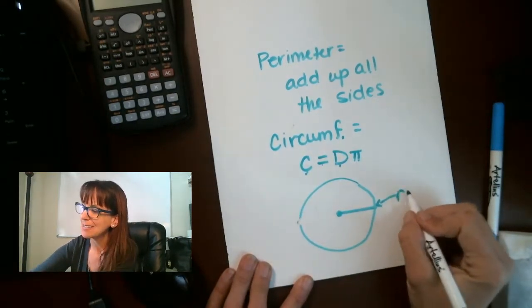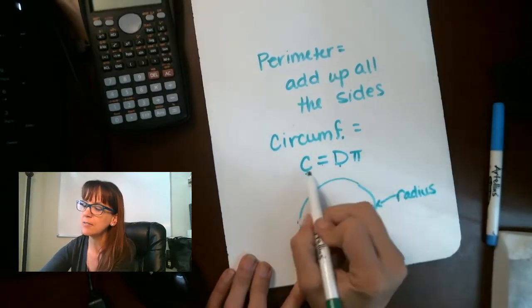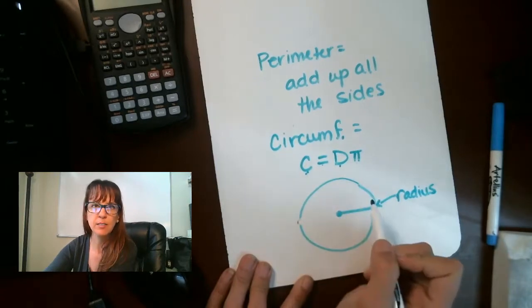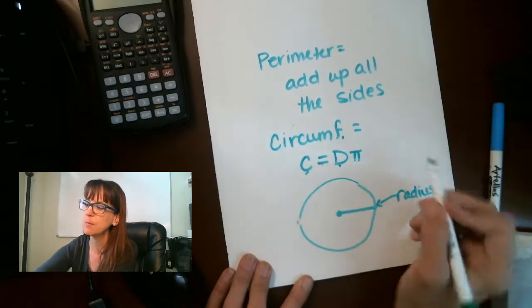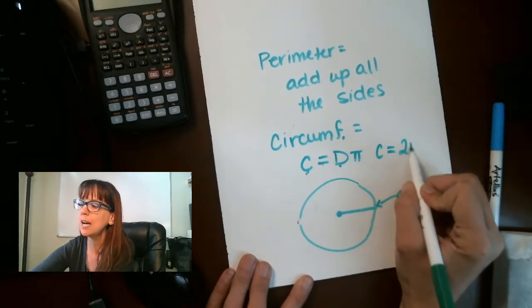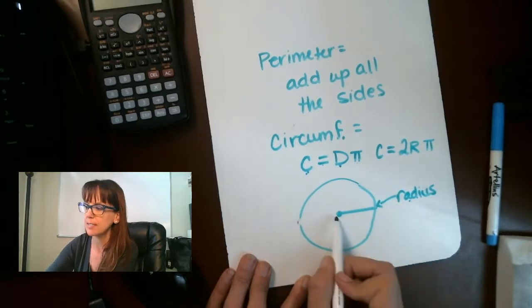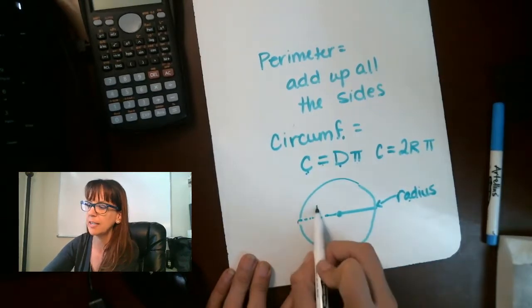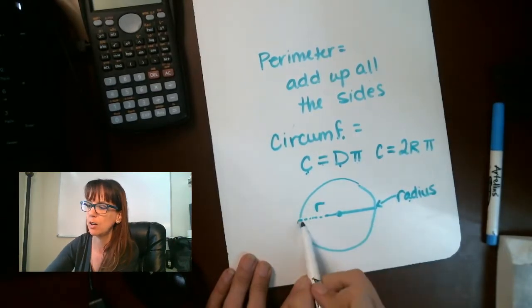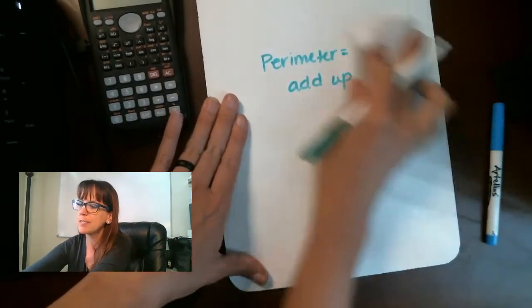Now, if we cut that guy in half and it looks like this, that is called your radius. So another way that we could deal with circumference is instead of saying cherry is delicious pie, or circumference equals diameter times pi, we could say circumference equals 2 times the radius times pi. That's because there's one radius here, and another radius here. When we have 2 of them, it goes all the way across, that's your diameter. Sound good?